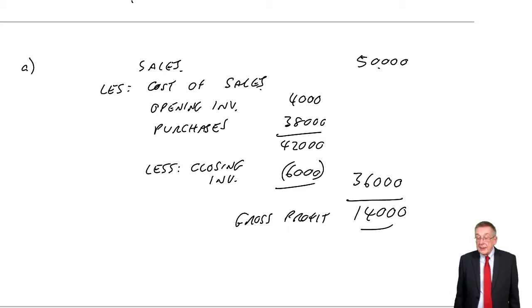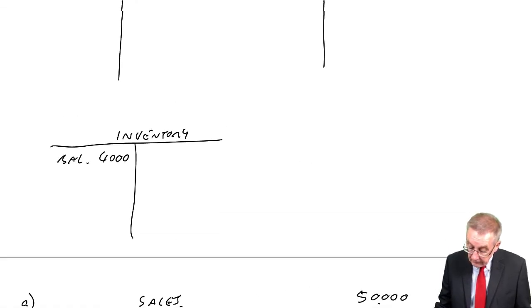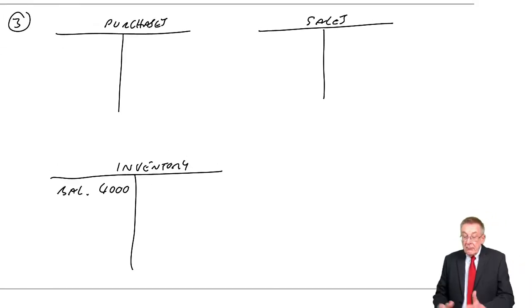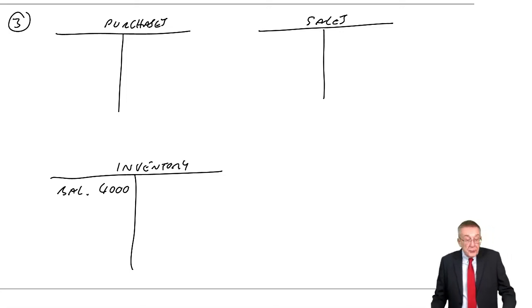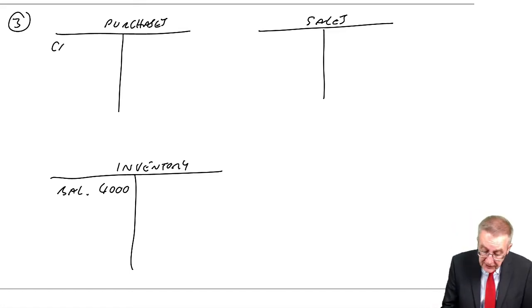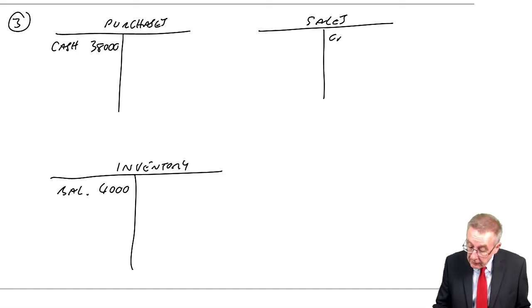All right, for the last time though, let's now play at bookkeeper and accountant and see how we'd arrive at that. Remember, at the beginning of this third year, 0 balance on purchases, 0 balance on sales, a debit balance of 4,000 on inventory. Off we go. We buy goods for 38,000. Bookkeeper credit cash, debit purchases, 38,000. We sell goods for 50,000. Debit cash, credit sales, 50,000.